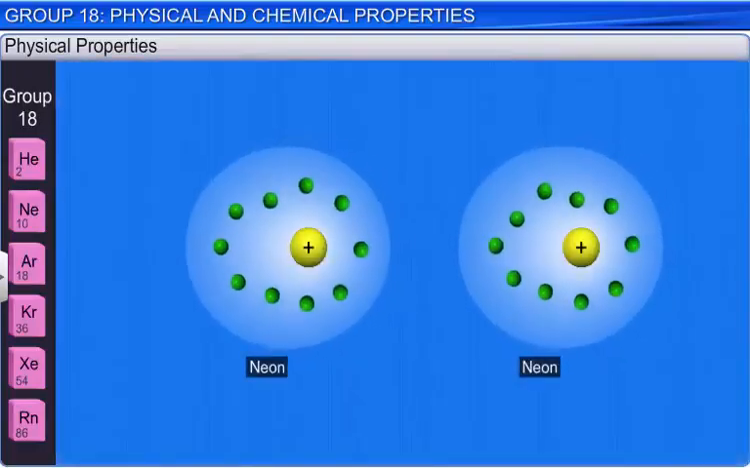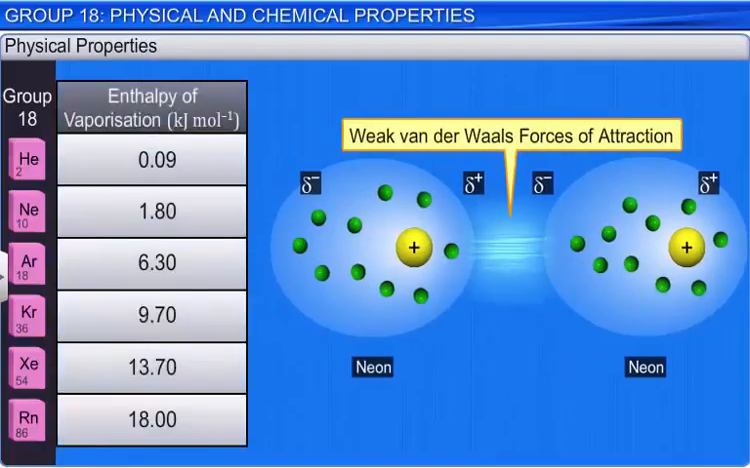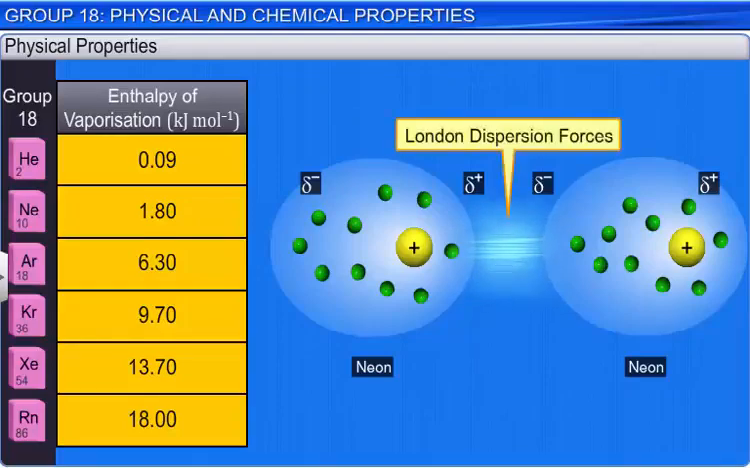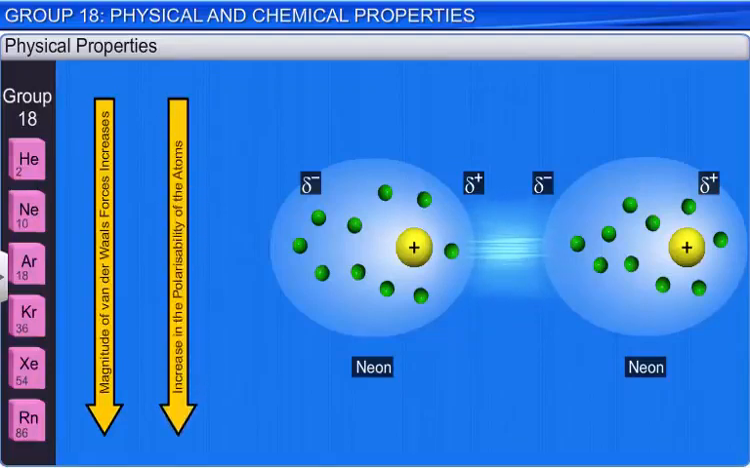The forces holding the atoms together are weak van der Waals forces of attraction, which is evident from the very low values of enthalpy of vaporization as shown here in the table. The weak van der Waals forces of attraction are also called London dispersion forces. The magnitude of van der Waals forces increases on moving down the group with an increase in the polarizability of the atoms.